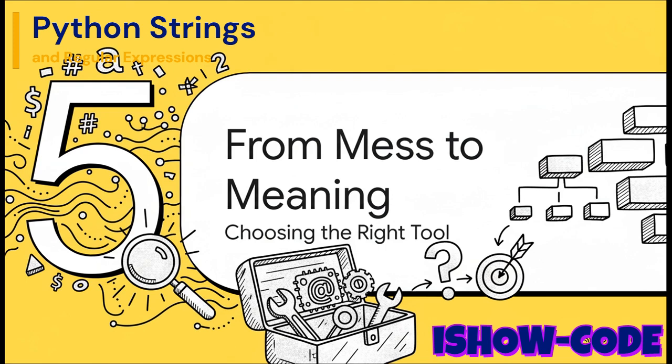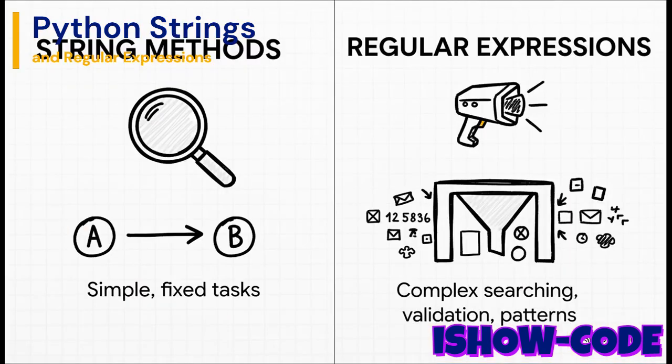So this brings us to probably the most important takeaway from our whole investigation. It's not just about knowing that these tools exist, it's about knowing which tool to pull out of your digital detective's toolkit for the right job. So here's the strategy in a nutshell. If your job is simple and predictable, like splitting a list or replacing one specific word, just stick with the fast and easy string methods. But the moment you need to find a pattern, like you're trying to validate an email or pull out any date or any phone number, that's when it's time to bring in the big guns, the power of regex.